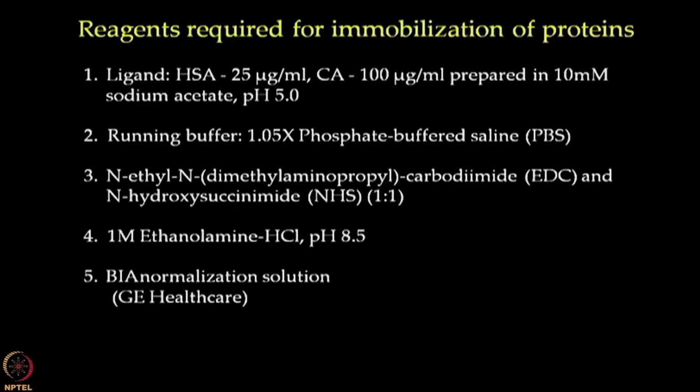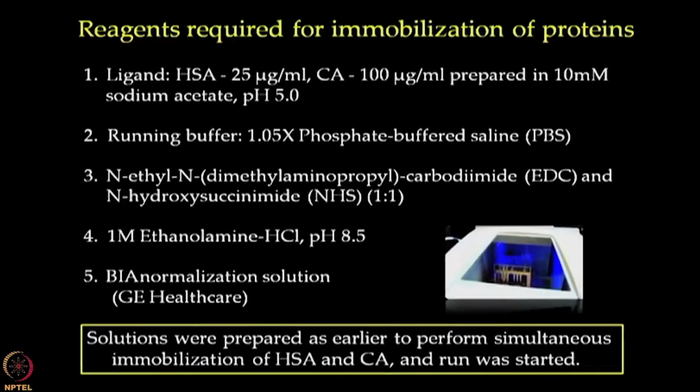Lastly, we would require BIA normalization solution to normalize the resonance signal in all flow channels to compensate for small differences between individual sensor chips. After preparation of these samples and reagents, we transfer the sample tubes to the appropriate rack and start the run as shown for beta-2 microglobulin immobilization in earlier lectures. We will hence move forward to discuss the immobilization results obtained from this run.